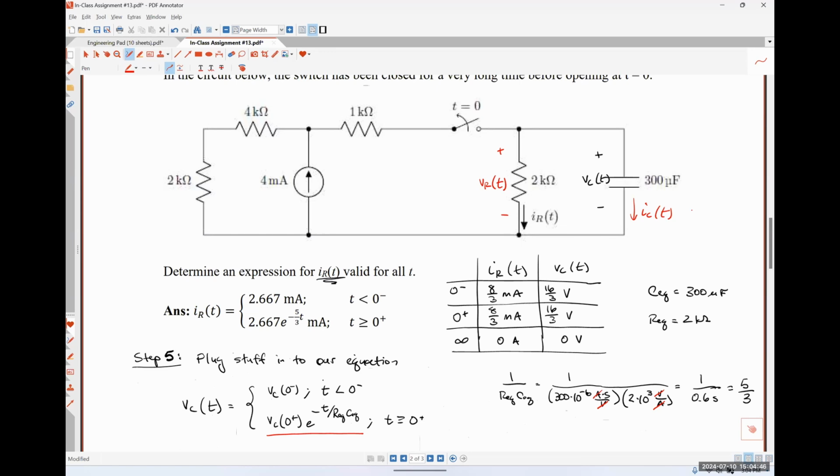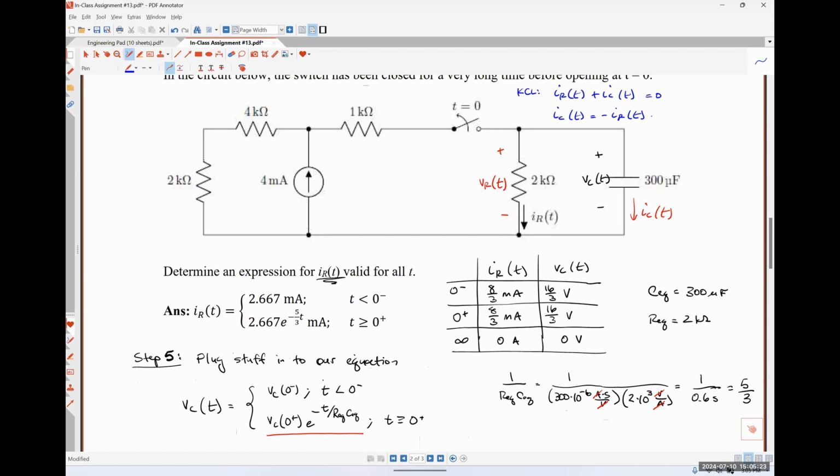So just to kind of speed this up a little bit because we've got some things to do, if I applied KCL at the top node here, I would have IR of t plus IC of t is equal to 0, which means IC of t is just negative IR of t. So since our resistor current is exponentially decaying, our capacitor current has to also be exponentially decaying.